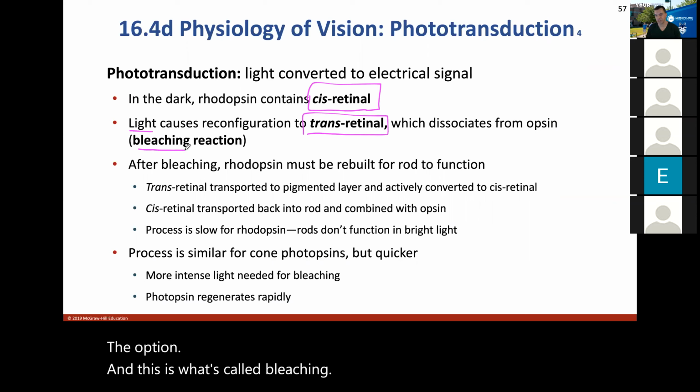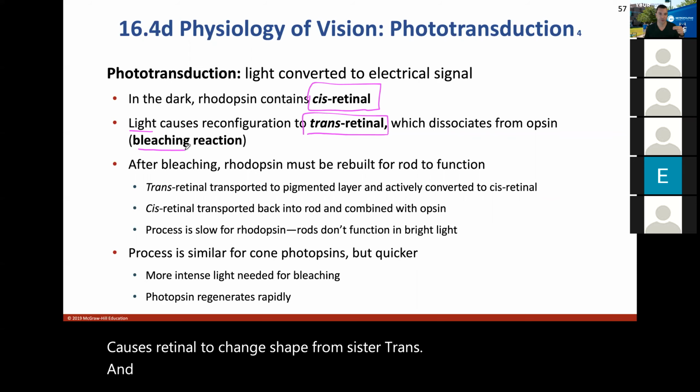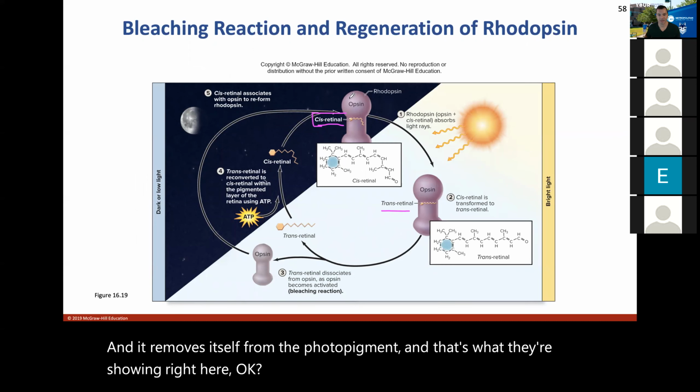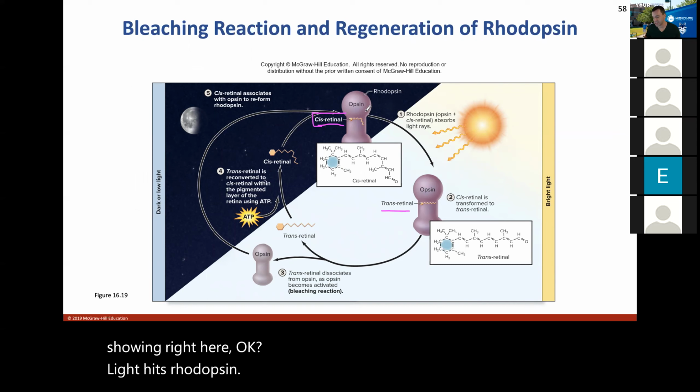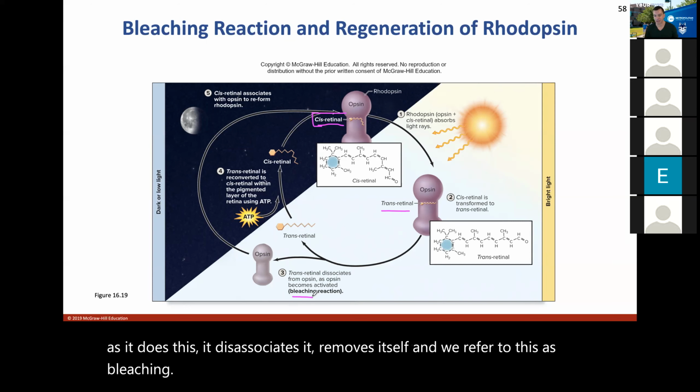When you bleach rhodopsin, light has hit the photopigment, causes retinol to change shape from cis to trans, and it removes itself from the photopigment. And that's what they're showing right here. Light hits rhodopsin, again very sensitive to light, causes retinol to change from a cis configuration to a trans configuration. As it does this, it disassociates. It removes itself. And we refer to this as bleaching. The bleaching reaction.